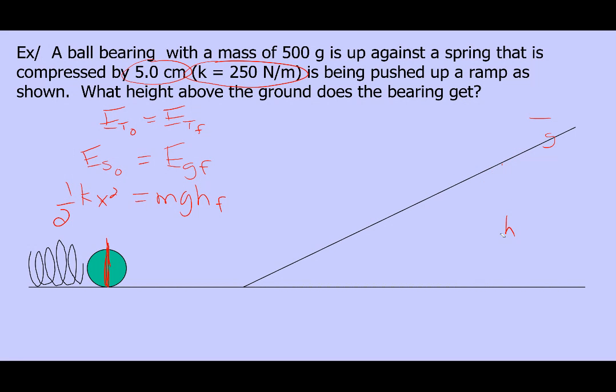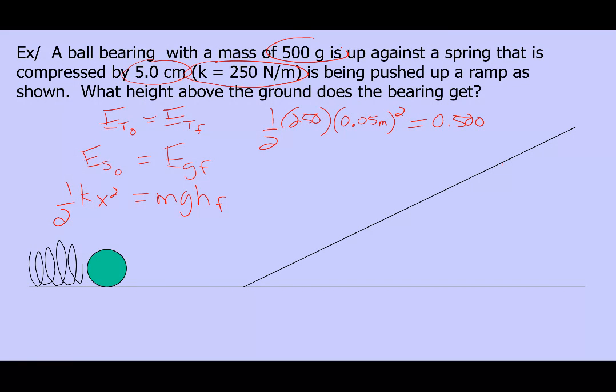I'm going to sub my numbers in. Well, I'm going to erase some stuff. Pause the video at any time if you want to add something. I'm going to sub my numbers in right here. 1/2, 250 for the spring stiffness, and then 5 centimeters, but that has to be in meters. So that is 0.05 meters. Make sure you get that right. Don't forget that x is squared. Then I need the mass, 0.500 kilograms. I converted that 500 grams to kilograms. Times 9.81 and times that height.